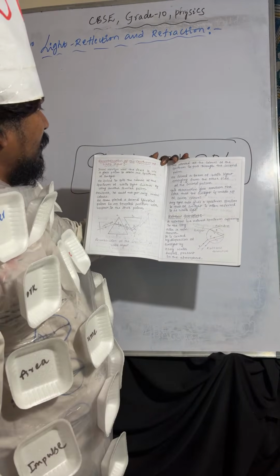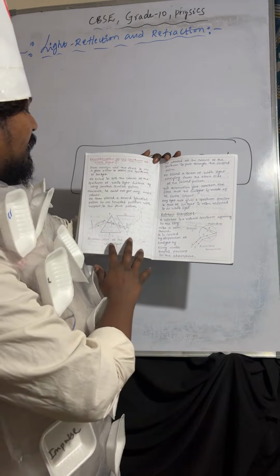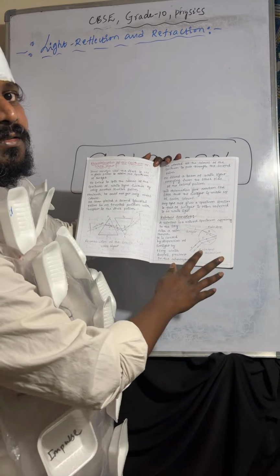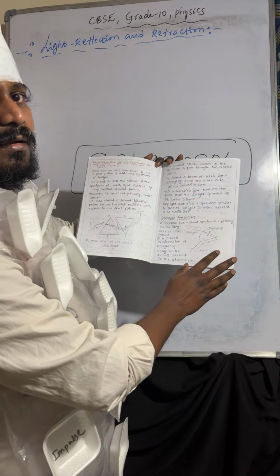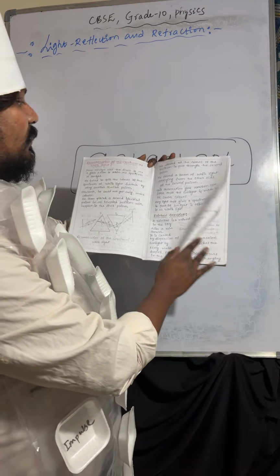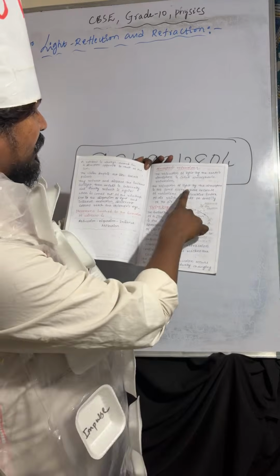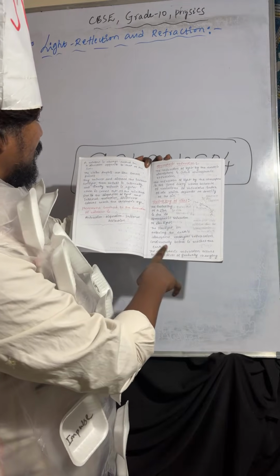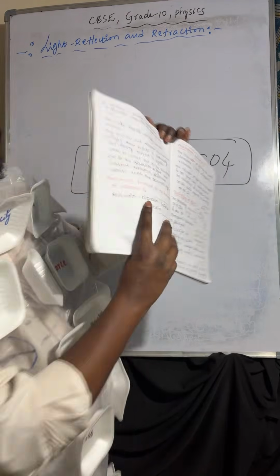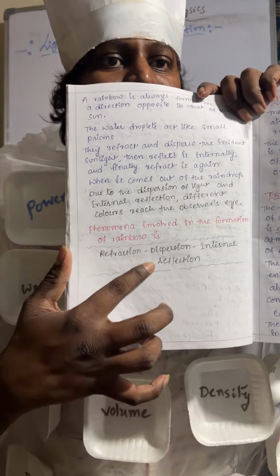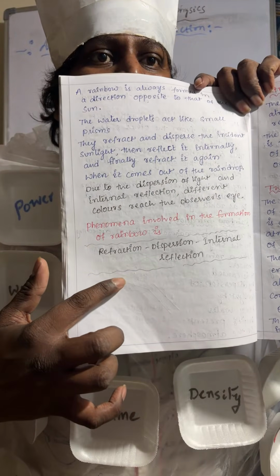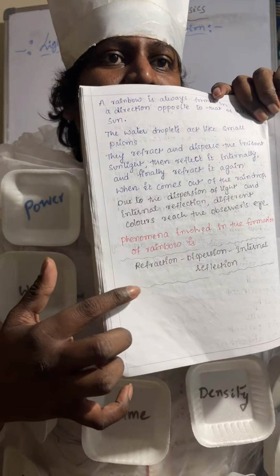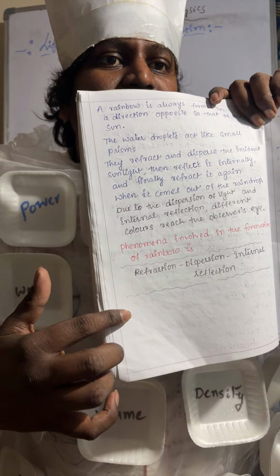You can zoom it if you want. So recombination of spectrum of white light, and here also. Here everything you can see: atmospheric refraction, twinkling of stars. See how I have written phenomena involved in the formation of a rainbow. Like this, one mark questions also, MCQ point of view.